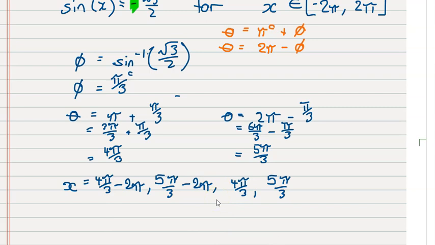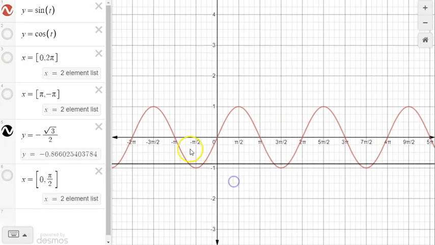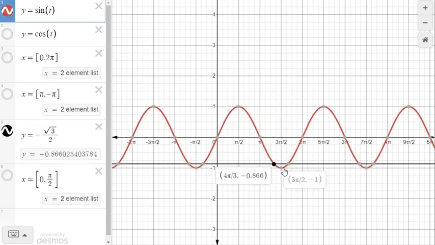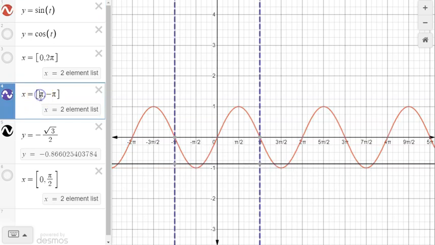So why was it minus 2 pi? Well, if we go over to Desmos and notice that we've got our first values here, so 4 pi over 3 and 5 pi over 3, and these guys over here, so these are our other values. So I'll expand that outwards.